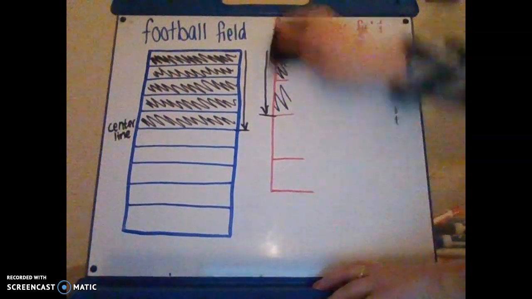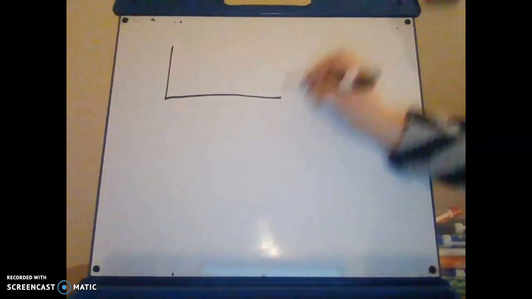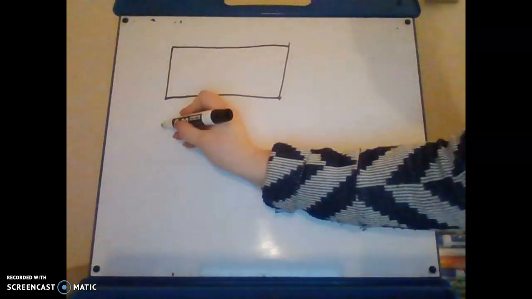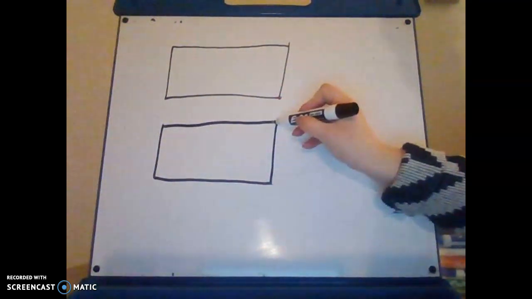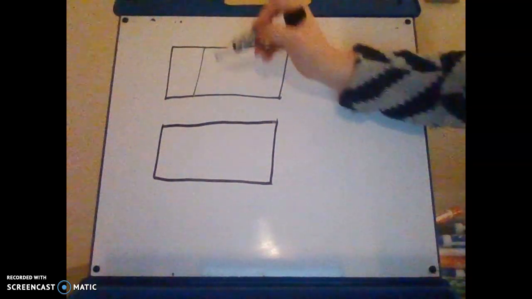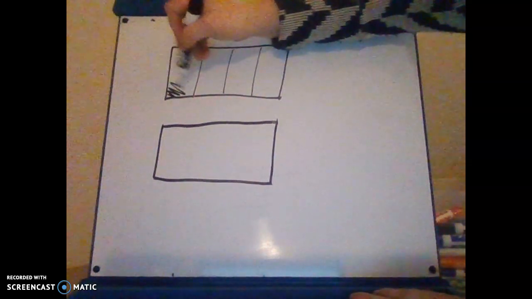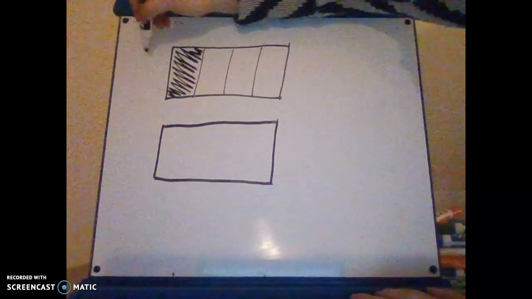Okay, so let's compare fractions that do have the same whole and see how they are different. If I have one whole here and I have another whole here. If I split this whole up into 4 equal parts, and I shade this part in, this is 1/4.